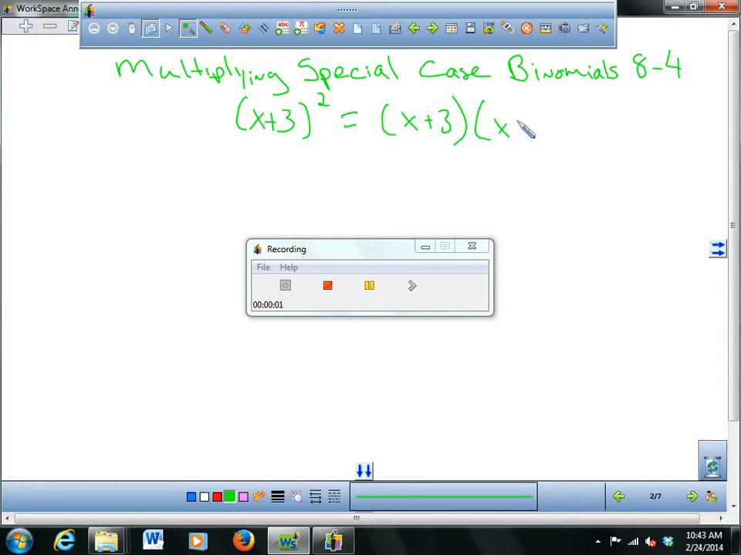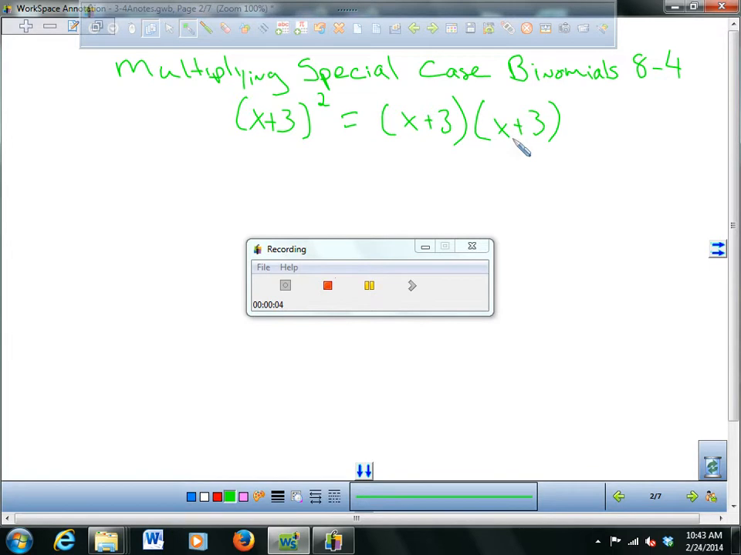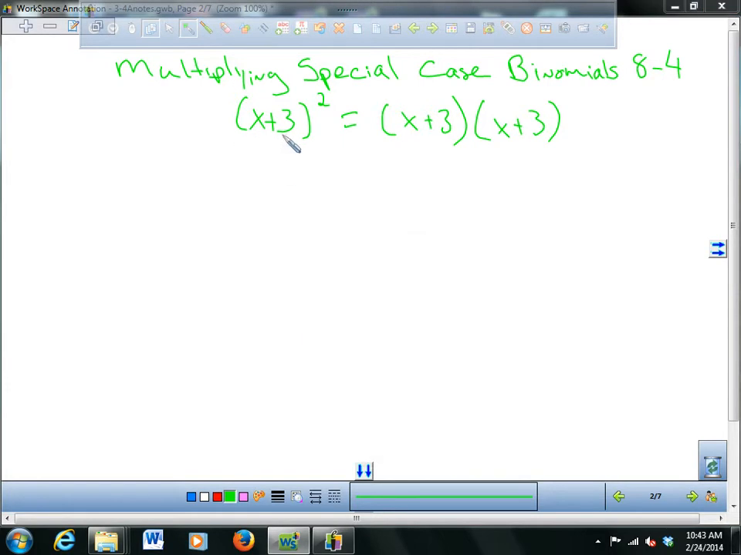3 times x plus 3. So this is nothing really new. It's just kind of giving you some shortcuts, some tricks for multiplying these things together if you see one that looks like this. Okay? Who can tell me what I would get if I FOILed this or multiplied this together?